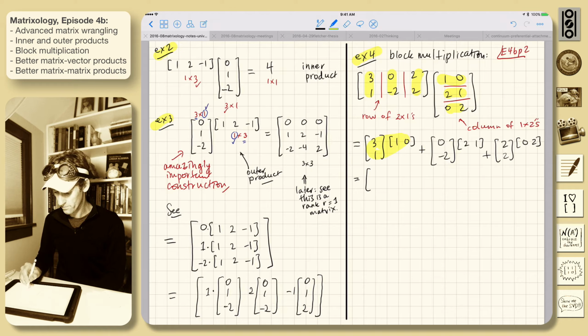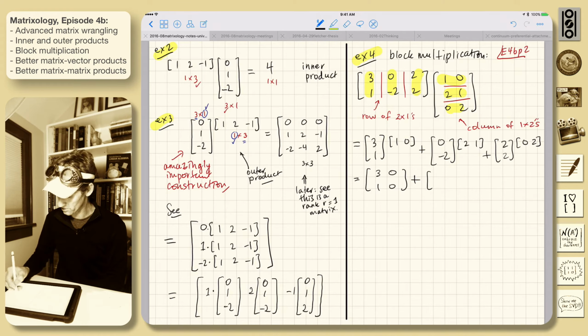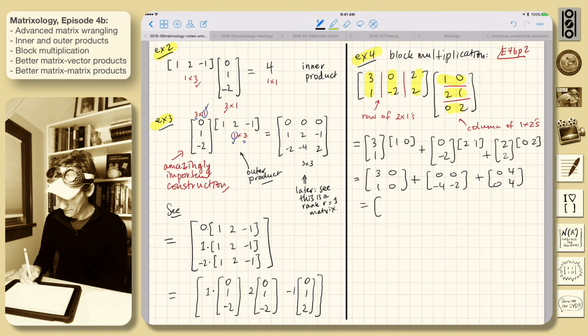So we'll do these outer products, and if you can just think about it in the way I just showed you, let's say this is 3 times this row and then 1 times this row. Just make copies of them. That's the fast way to think of it. So 3, 0, 3, 0. I'm just multiplying that row, and then 1, 0. Same thing. So now we want 0 of the row, 0, 0, minus 2 of the row, minus 4, minus 2. And now we want 2 of the row and 2 of the row, stacked on top of each other. So 0, 4, 0, 4. And we add everything up, right?